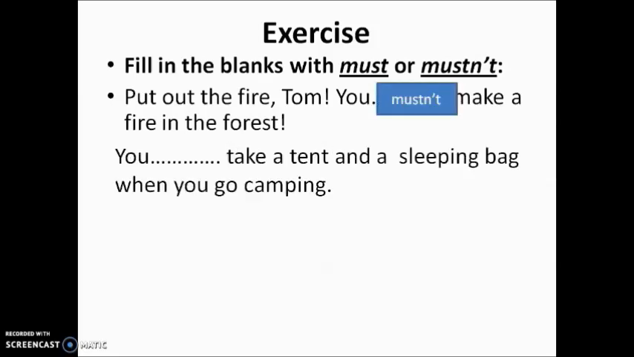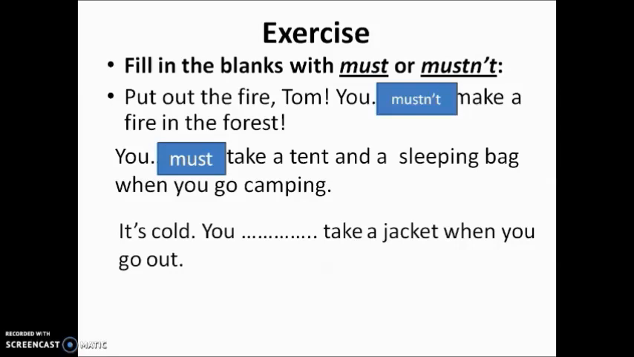You blank take a tent and a sleeping bag when you go camping. What do you choose? Must or mustn't? Certainly must. You must take a tent and a sleeping bag when you go camping because you need to stay in a tent and sleep in a sleeping bag.